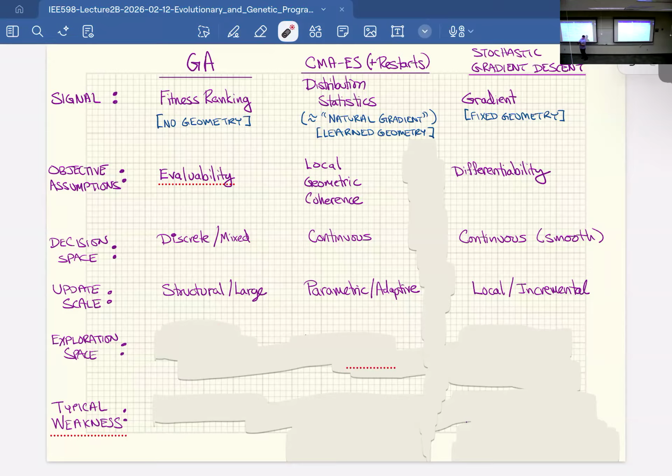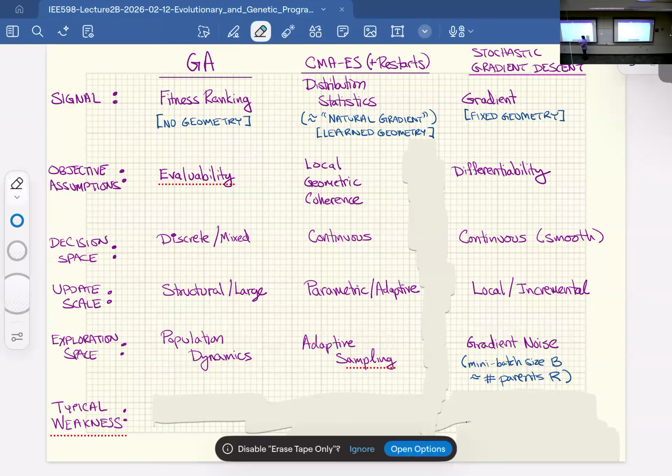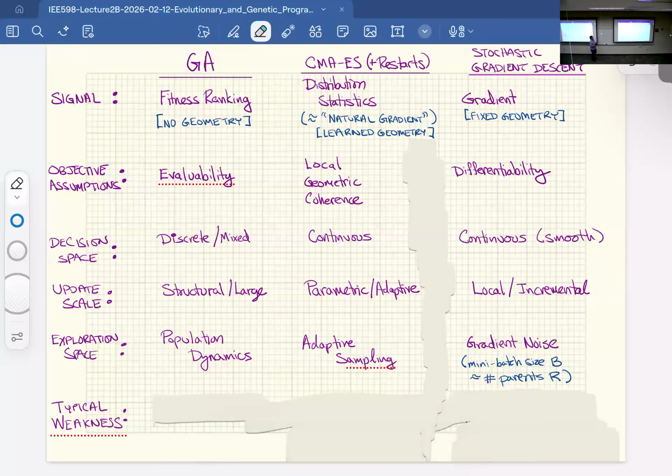then our exploration space. So in the GA, I use population dynamics as my exploration strategy. I'm just going to try that strategy instead. We already have scale.